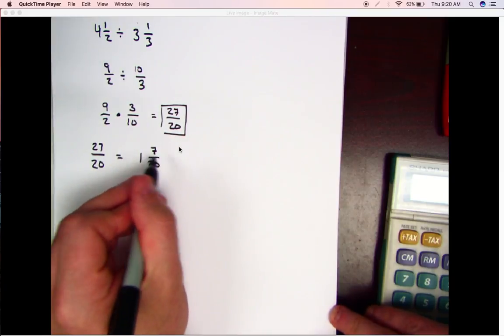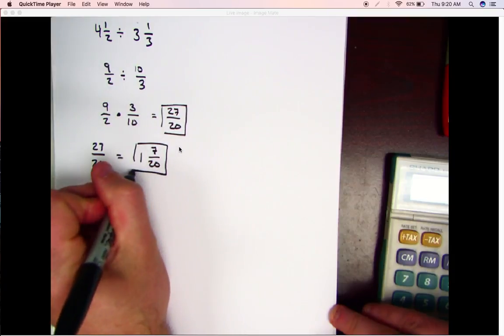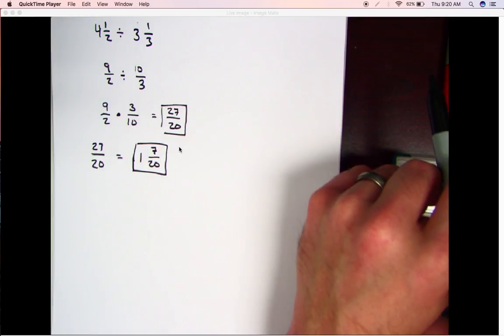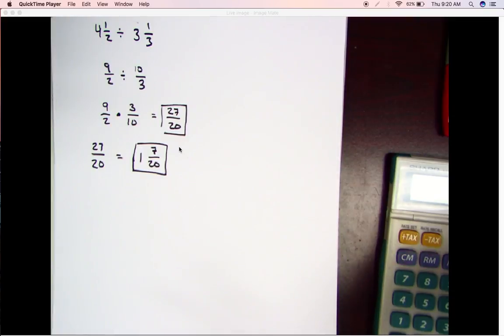Okay, so 1 and 7/20, that could also be another answer. That's just a mixed fraction version of the improper fraction. Either answer would work. But remember, you just have to have fractions as your answer if you start off with fractions in your problem.